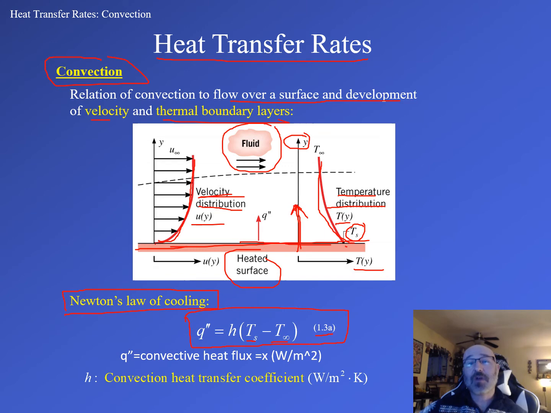And this comes from equation 1.3a in our textbook, where our q double prime is our convective heat flux. And here are our units, watts per meter squared. The h term that we're now seeing, a new term here, is the convection heat transfer coefficient. It has units of watts per meter squared times Kelvin.